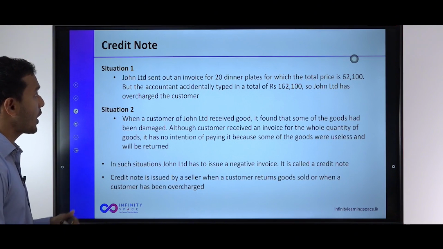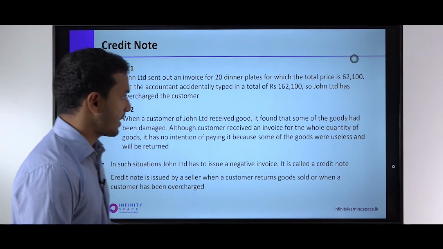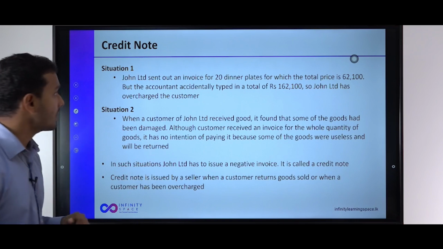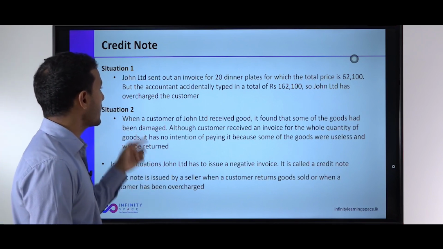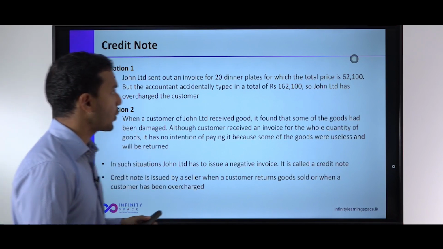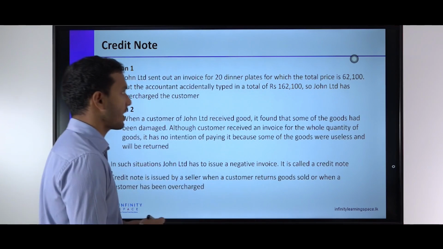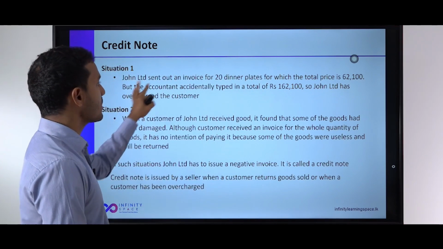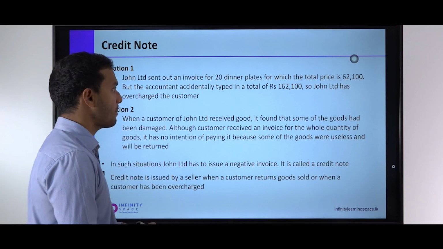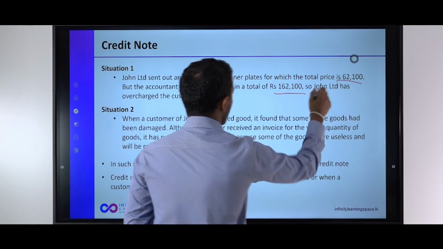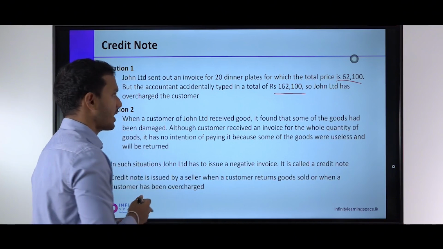Then we are going to look at credit notes. Now to understand credit notes, let's look at two situations. First one, John Limited sent out an invoice for 20 dinner plates for which the total price is 62,100, but the accountant accidentally typed in a total of 162,100. So John Limited has overcharged the customer.